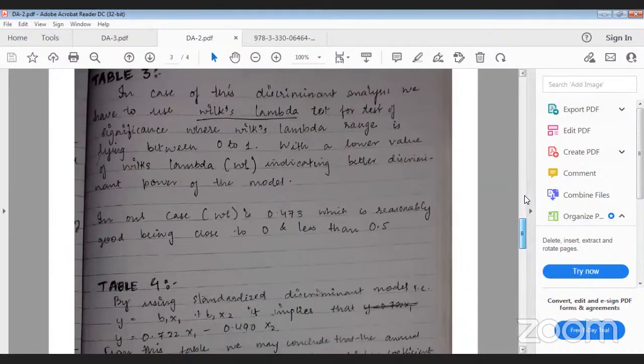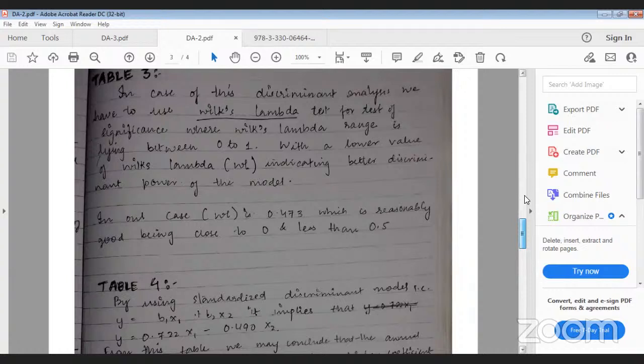Okay. Then in case of discriminant analysis, we have to use Wilks' lambda. You have got the Wilks' lambda table there. From that result, how do you write the interpretation? For testing the significance, Wilks' lambda ranges between 0 and 1. Always remember the Wilks' lambda range must lie between 0 and 1, with a lower value indicating better discriminant power of the model. In our case, the lower the better, below 0.5 is good. So in our case, 0.473, which is reasonably good, being close to 0.